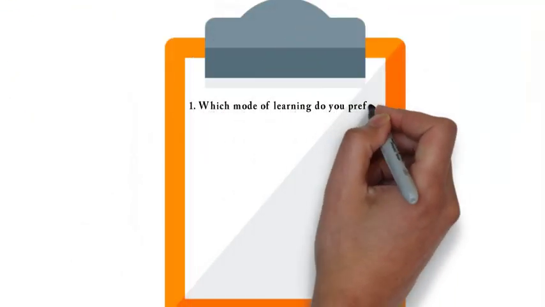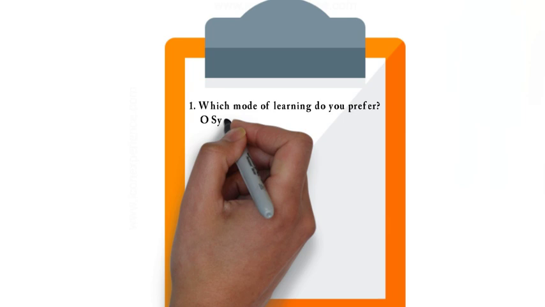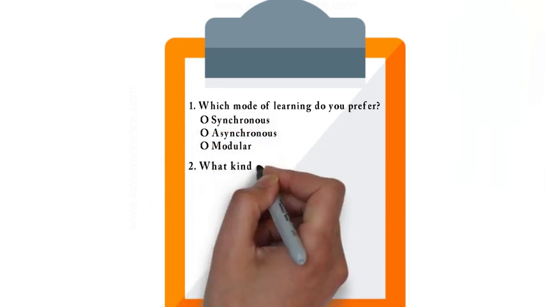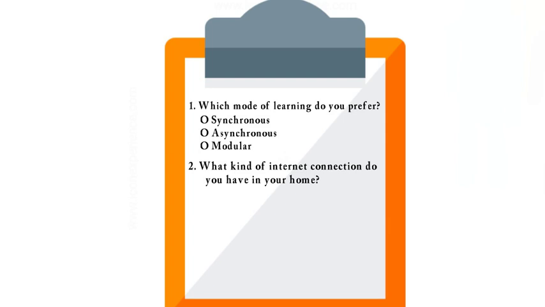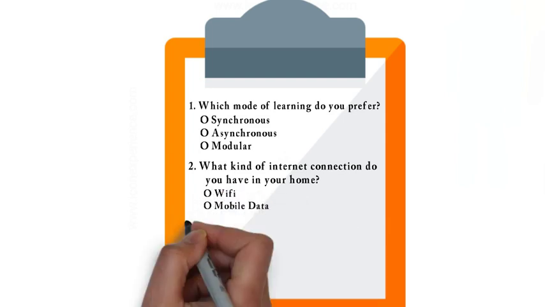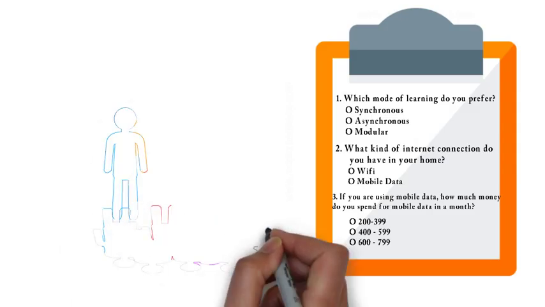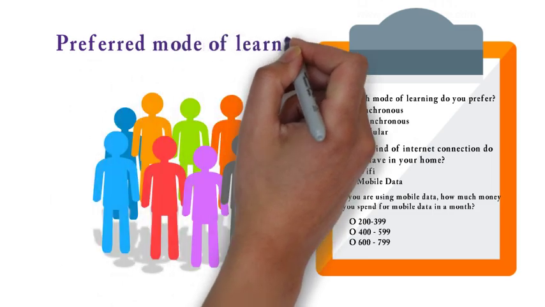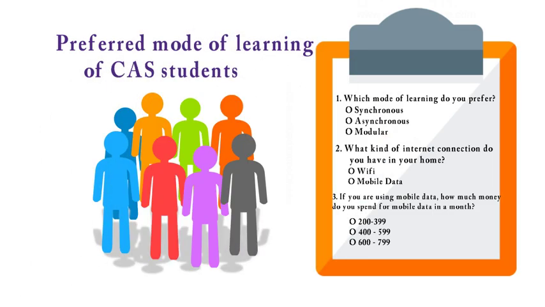So, ang itatanong mo lang sa survey ay, which mode of learning do you prefer? Synchronous, asynchronous, or modular? And pwede mo ring dagdagan ng what kind of internet connection do you have in your home? Wi-Fi or mobile data? So with your gathered surveys, masasagot mo na kagad yung objective mo, which is to know if ano ang pinaka-preferred mode of learning ng mga students sa class.